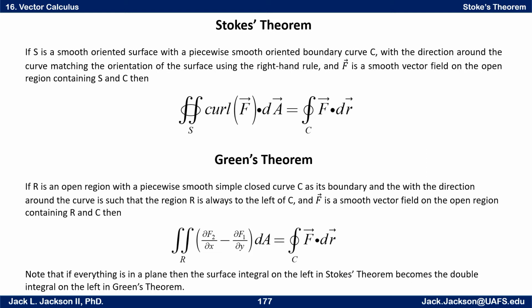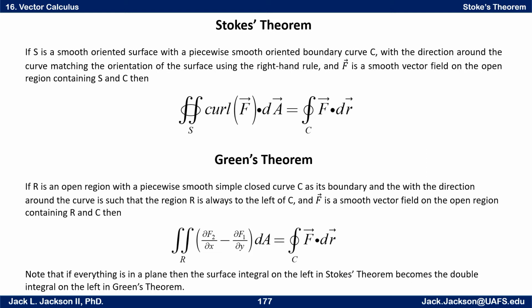Green's theorem is the same thing for a plane. If R is an open region in a plane, that's our surface, but it's in a plane, and the boundary is a piecewise smooth simple closed curve C, with the direction around the curve so that the region is always to the left of C. And if you think about that, that means that if we use the right-hand rule, the orientation of the surface is always pointed in the upward direction out of the plane. So if it's the XY plane, the orientation is pointed in the positive Z direction.